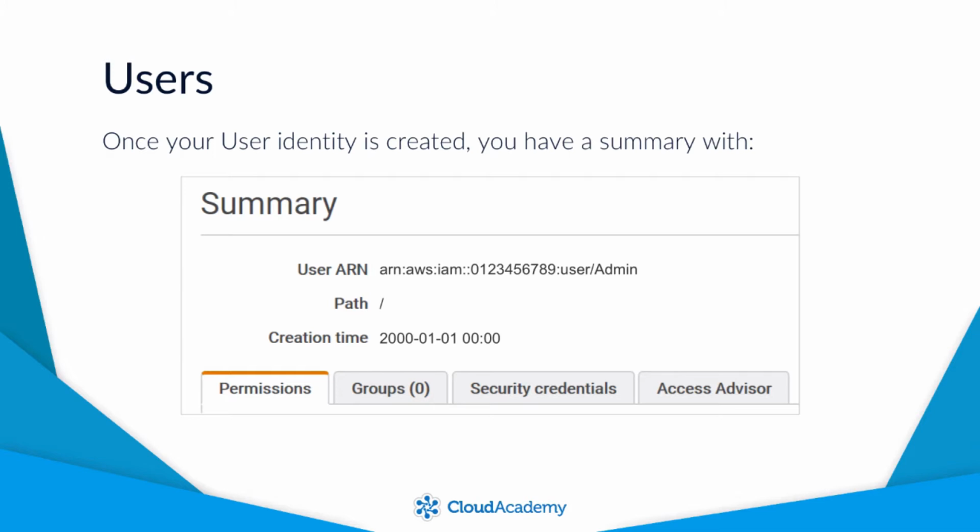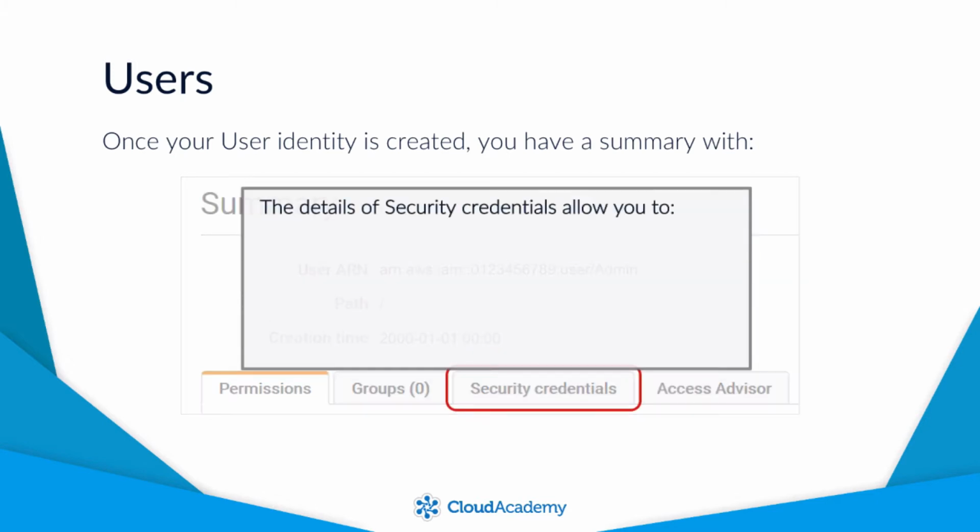Once your user identity is created, you can view a summary of the object by selecting the user from within the user page of the console. This will show the user ARN, which is the Amazon Resource Name, which is a unique identifier of the object, the creation time of the user object, any attached policies that are associated with the user, any group memberships that the user belongs to, and the details of the security credentials of the user, which also allows you to manage the current password, which enables you to change the password of the user.